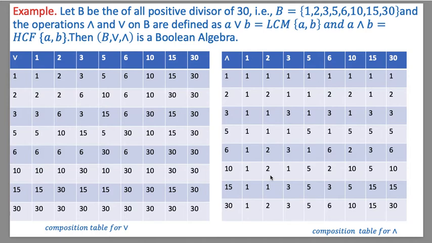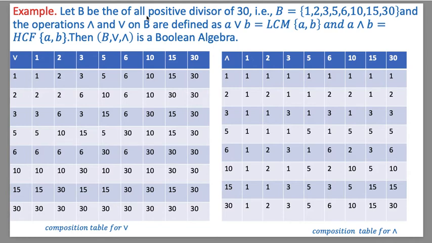Now we will consider one example. Let B be the set of all positive divisors of 30. We know that the divisors of 30 are 1, 2, 3, 5, 6, 10, 15 and 30. These are all the divisors of 30. And the operations are meet and join on B, where a join b means LCM of a and b and a meet b means HCF of a and b. Then this set B together with the operations join and meet, which are defined like this, means a join b is LCM of a, b, a meet b is HCF of a, b, is a Boolean algebra.